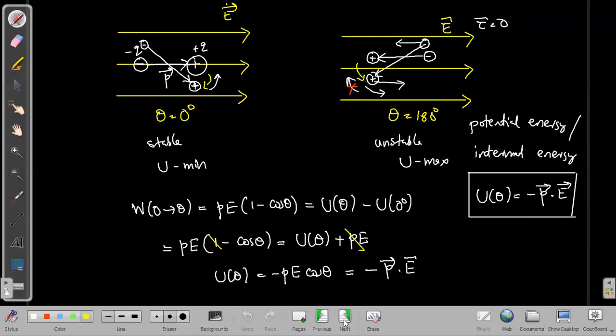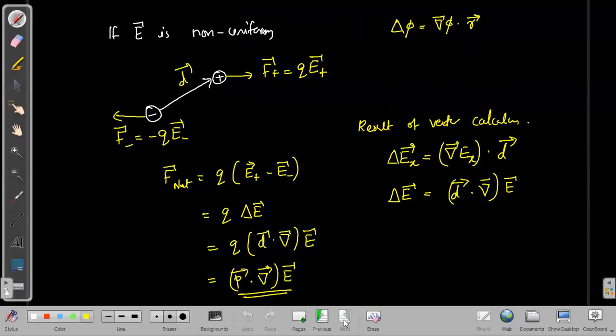And finally, we have also calculated the force on the molecule if the electric field is non-uniform, that is, the electric field changes with position. Then the expression for the net force is P dot del times E. Okay, so we can stop here.